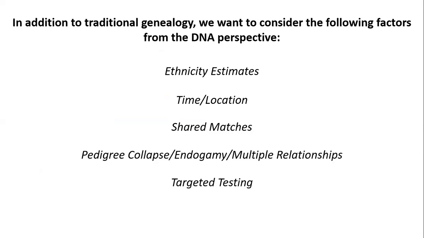Okay, I'm trying. But in addition to traditional genealogy, there's other factors to consider from the DNA perspective. You also want to consider ethnicity estimates. Now, that was something that kind of surprised me. I'm going, well, how do ethnicity estimates play a role? They play a role. Time and location. Now, that's a key genealogical term, isn't it? We want the time and the location. Shared matches, our network of people we want to work with. Anybody ever heard of pedigree collapse, endogamy, multiple relationships? Yeah, that comes into play too. And if you can recognize that, you're on a better footing. Targeted testing. That's where you decide, who do I need to test for this?